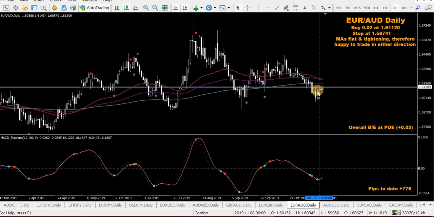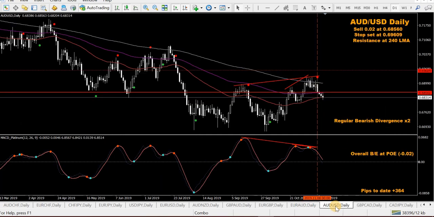Euro Aussie, took a buy. What's today? Wednesday, would have been Monday by looks. That hasn't really taken off at all. You can see the MACD Platinum's below the 0 level. I've got a stop in place below these lows here. You can read my notes. MAs are very tight and flattening. Happy to trade in either direction. So overall, break even's the point of entry. I've got the one trade on. It's pretty straightforward.